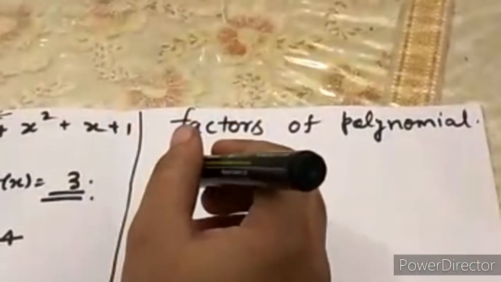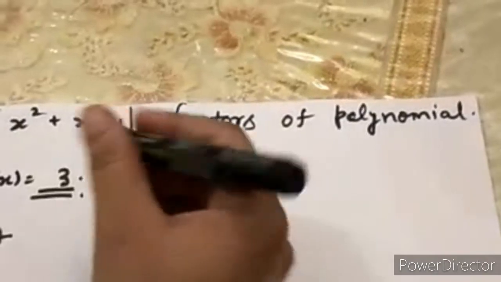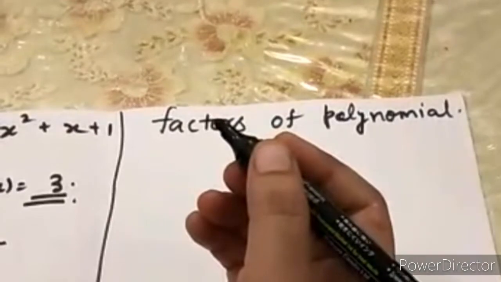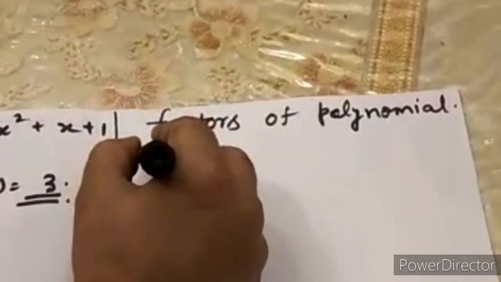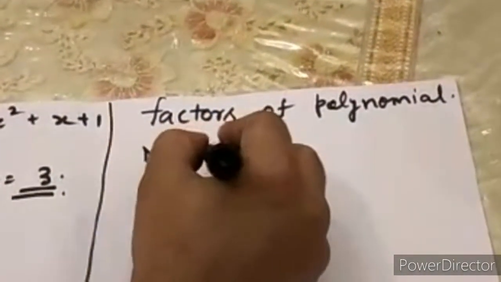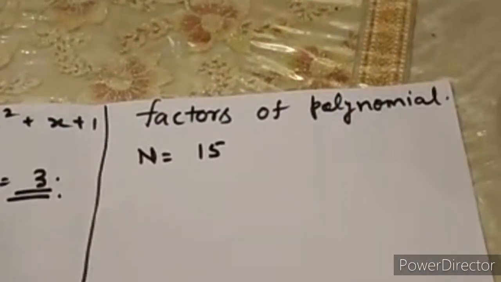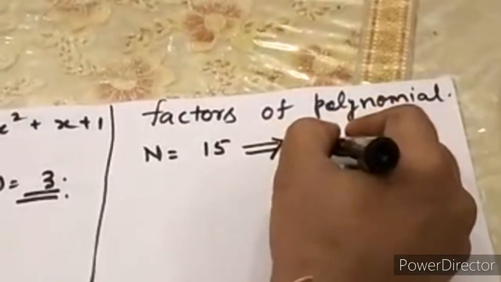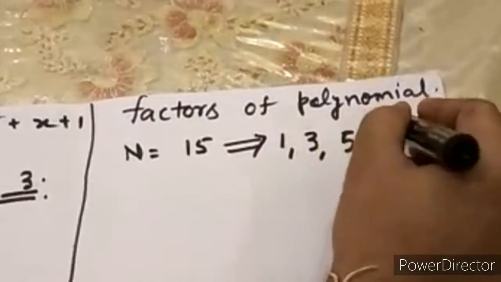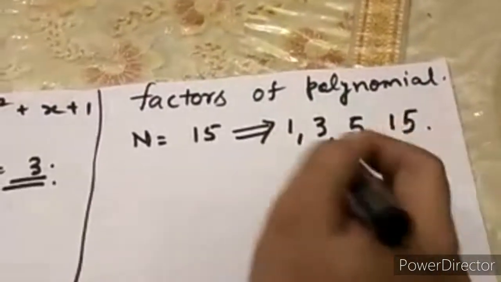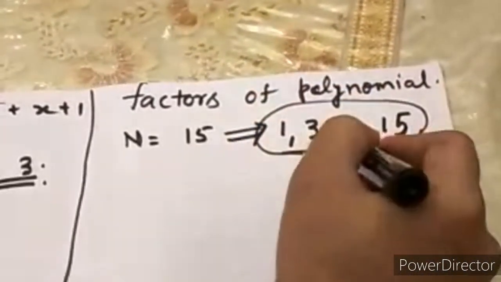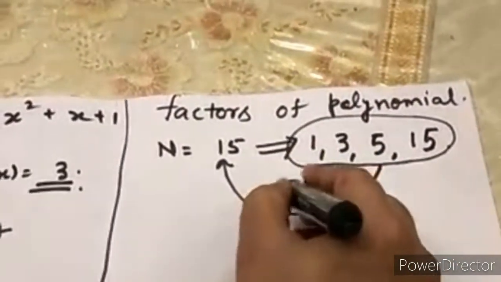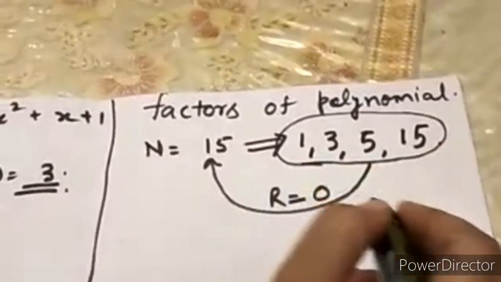Just come to the algebra or numbers. In our previous video we discussed the divisor. Okay, for example, our number is 15. So can you tell me the factors of this number 15? Yes, the factors are 1, 3, 5, 15. Why am I calling these factors? Because these are the numbers which can perfectly divide this number 15 without giving any remainder.